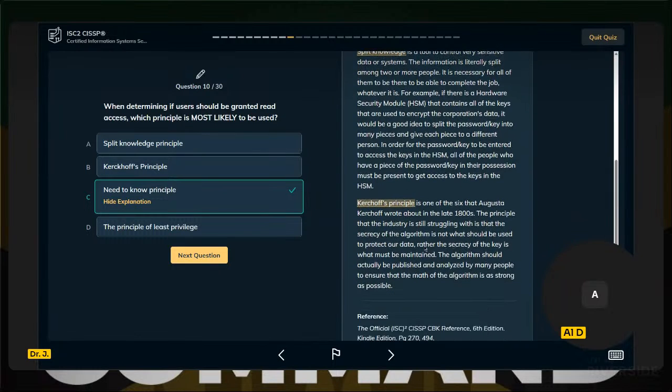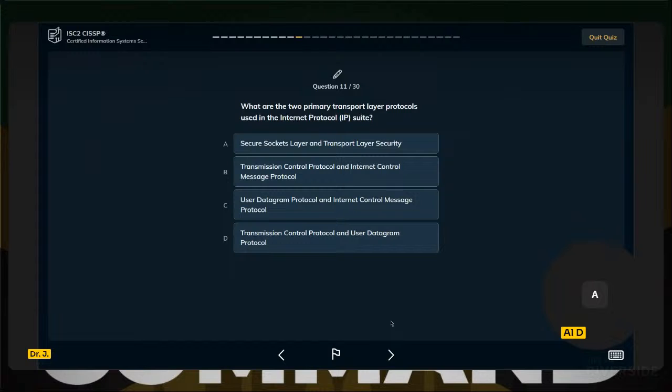Let's see what Kirchhoff was. It's a principle that the industry is still struggling with, that the secrecy of the algorithm is not what should be used to protect our data. Rather, the secrecy of the key is what must be maintained. So you could share everything as long as you keep the key secret. You're good. Yeah, that's Kirchhoff's principle. All right, what are the two primary transport layer protocols used in the Internet Protocol suite?